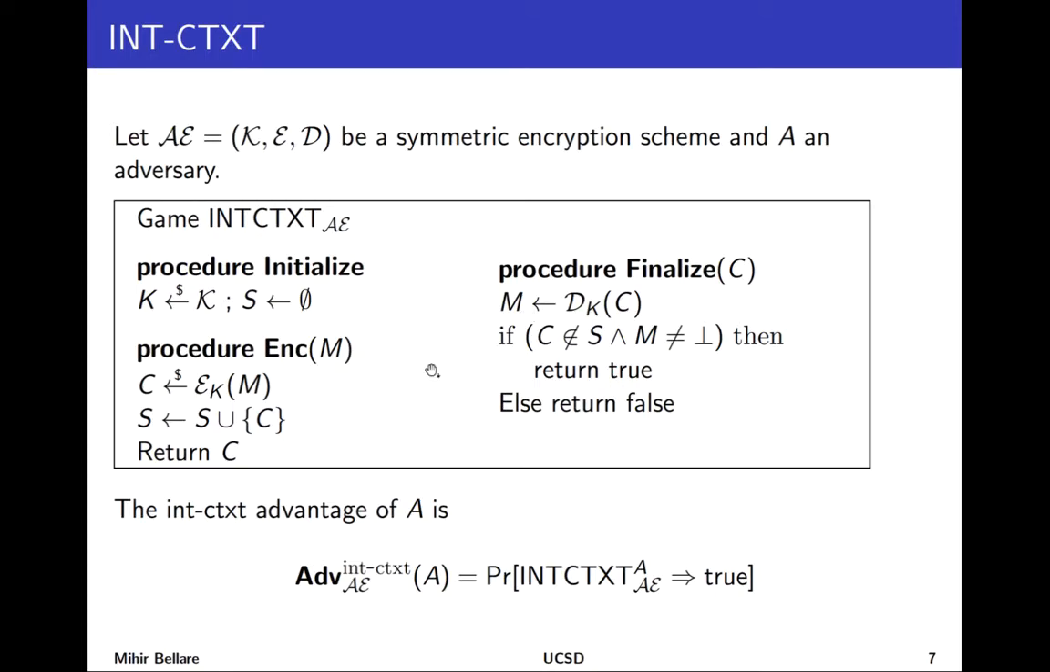And now the definition is interesting and non-trivial. As usual, there's an advantage. The superscript is the name of the notion, integrity of ciphertext. The subscript is the scheme whose security we're defining. The argument is the adversary. And it returns the probability that the adversary can make finalize return true, meaning it can come up with a ciphertext which is new, not in this set, and decrypts to something that's not bot.